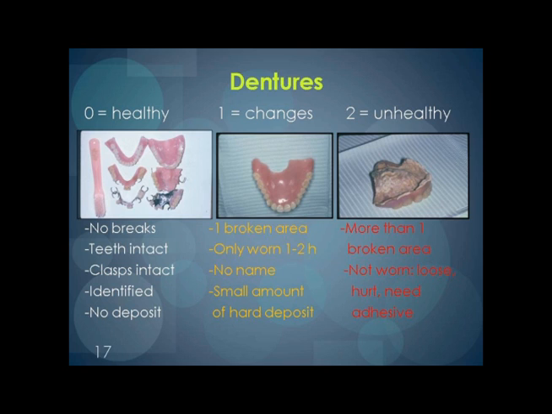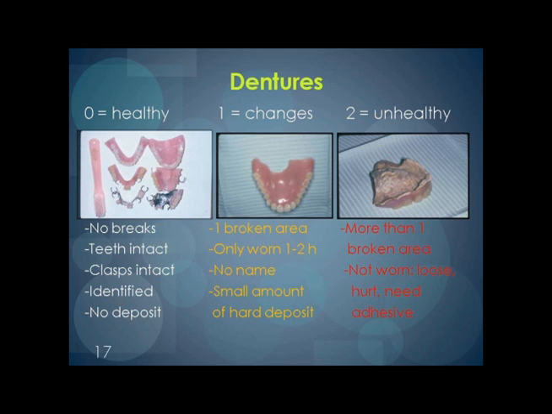Partial dentures will usually have one or more metal clasps. These clasps should be inspected closely to ensure that they are intact. The partial denture should be inspected first in the mouth and then again once it's removed.